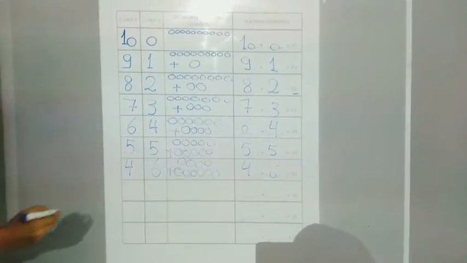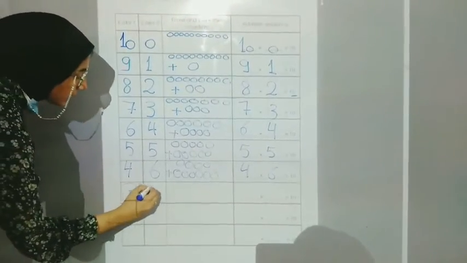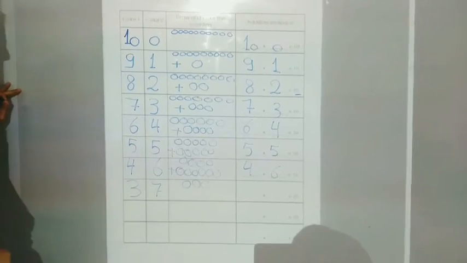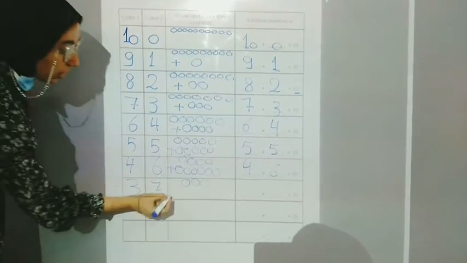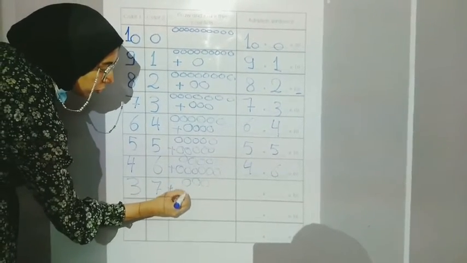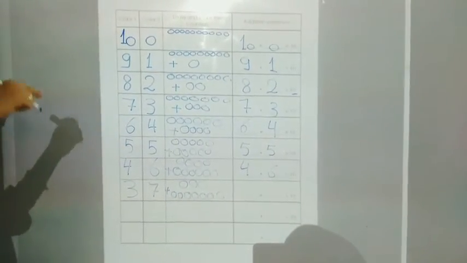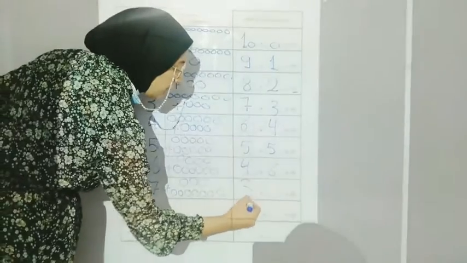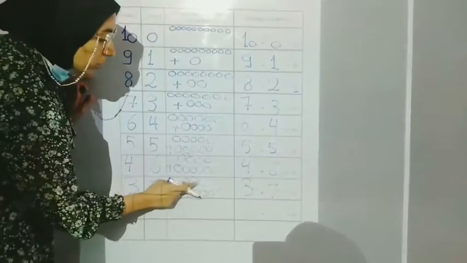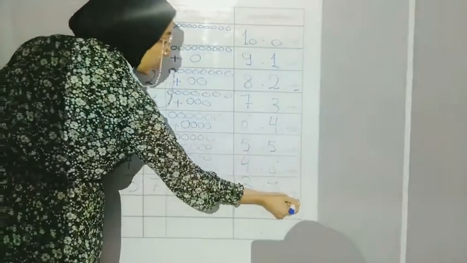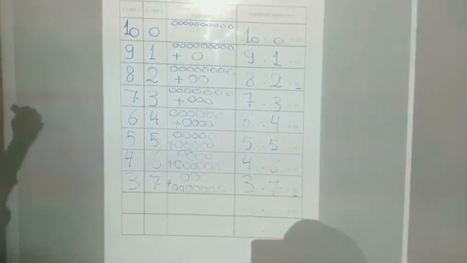Next one. Here I have 3 red and 7 blue. Okay? So when I add, here I have 3 red. And how many blue poles? I have 7. 1, 2, 3, 4, 5, 6, and 7. Count all of them together. Here I have 3 plus 7. Count all: 1, 2, 3, 4, 5, 6, 7, 8, 9, and 10. So the sum will be what? It will be 10.